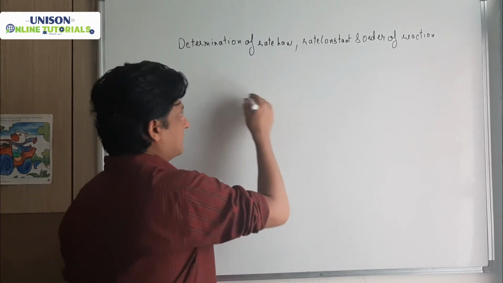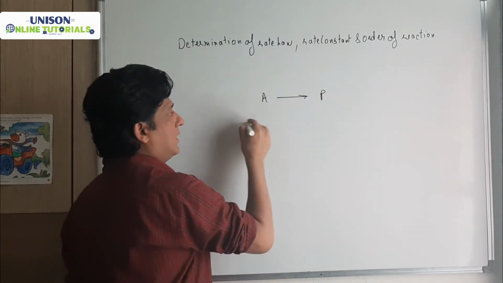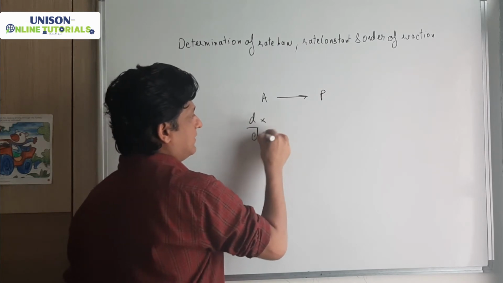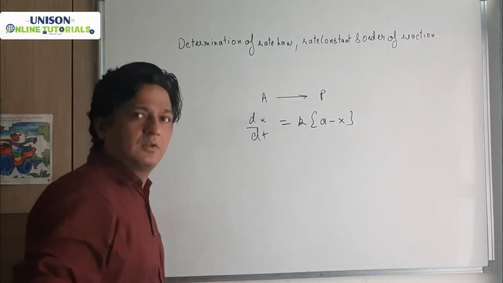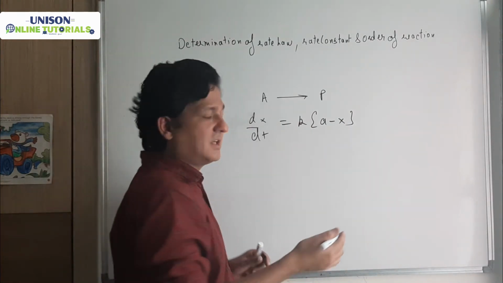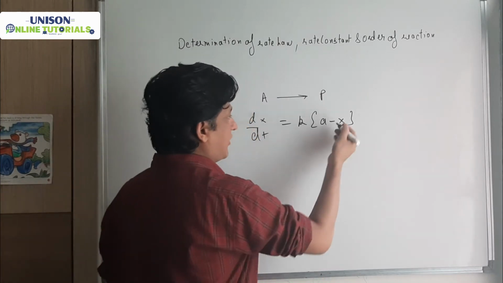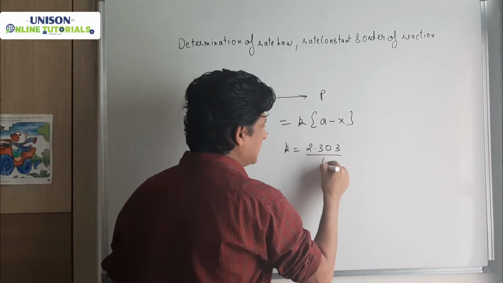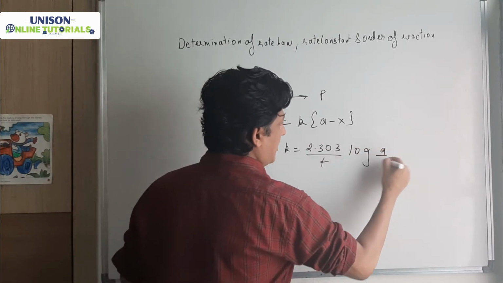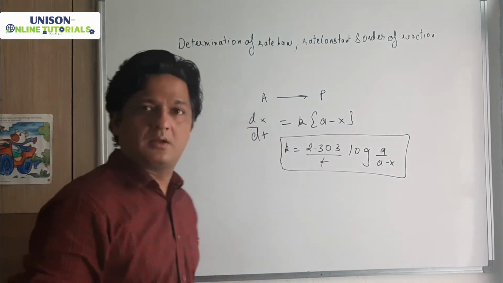So if we take a reaction, A gives rise to product, then dx by dt is equal to k (a minus x). Clear? In the last lecture we saw that on integrating this, we can calculate the rate constant. For the first order, k comes out to be 2.303 by t log a upon (a minus x). This was the k. Clear?